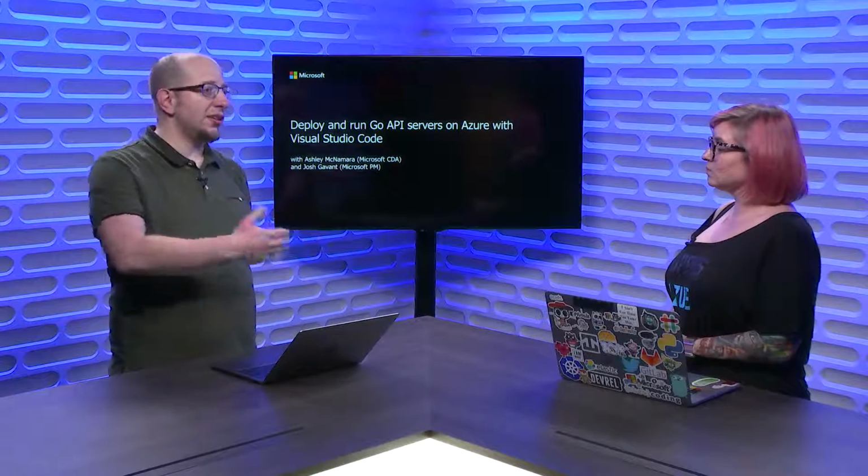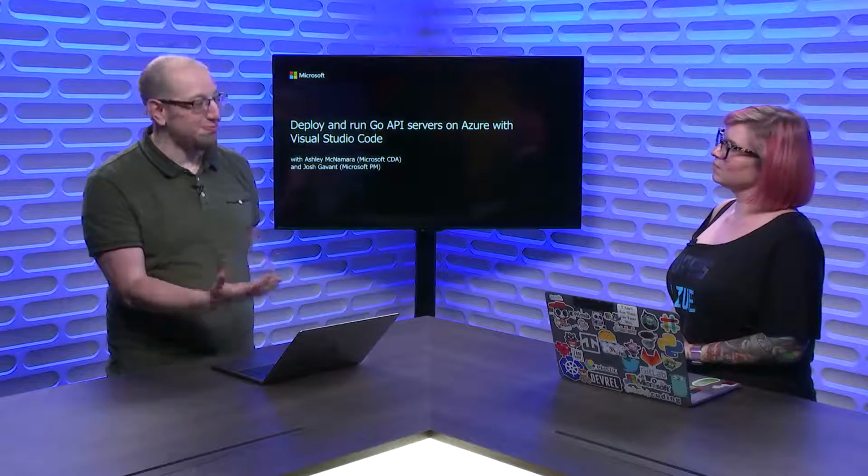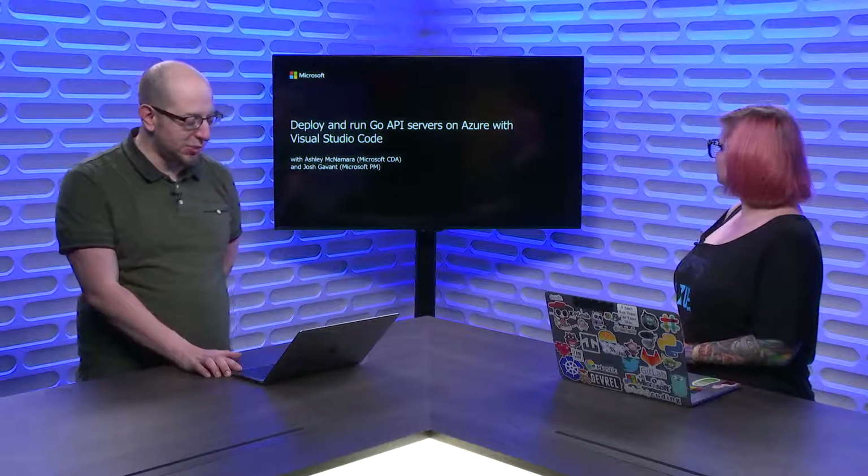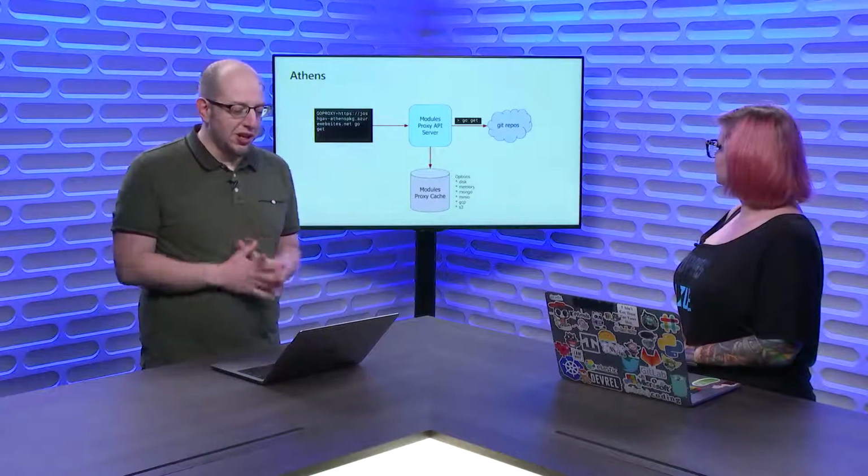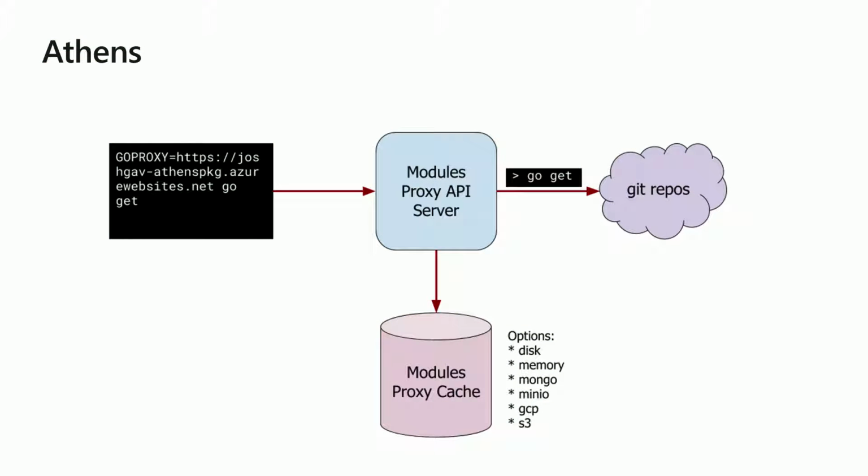I was thinking it would help to let people know how Athens works a little bit, and then we'll dive into a couple examples. So Athens is a modules proxy, which basically means it goes and does your go get for you, pulls the code down from the repo, then caches it into some backend storage. Could be disk, could be memory, could be Mongo. And then the next time you ask for that module, instead of having to go out and get it fresh, it gets it from the cache. It's a caching proxy. Awesome.